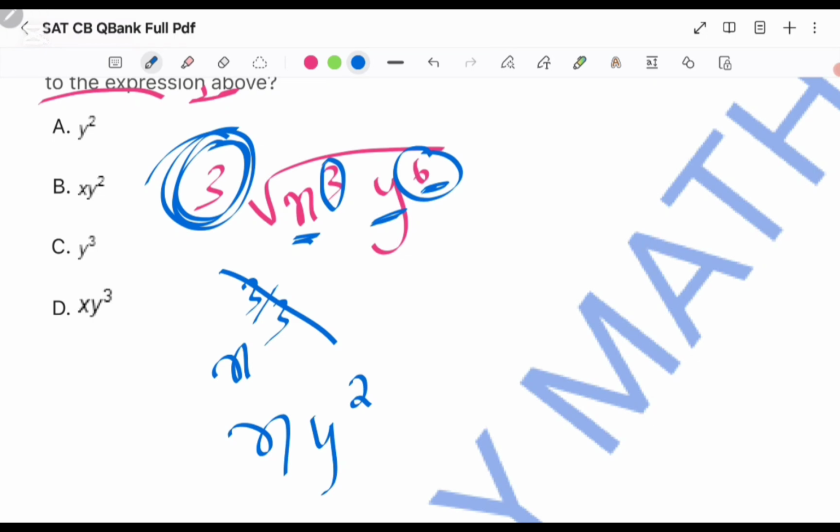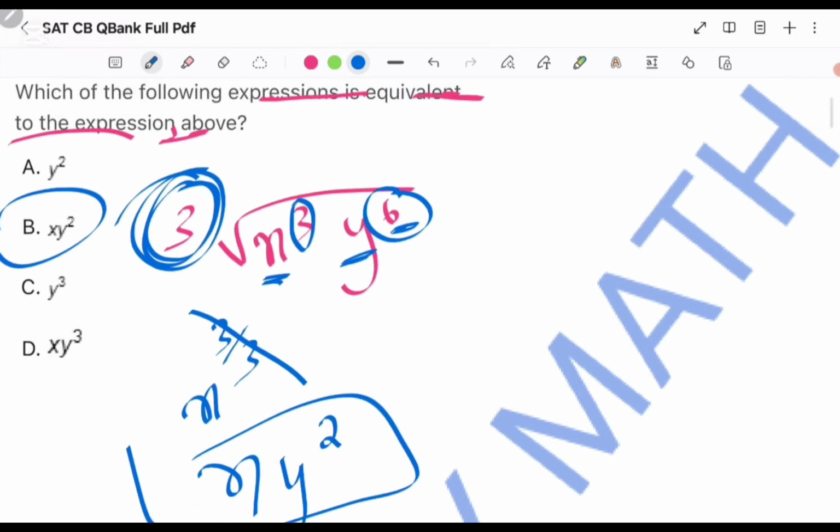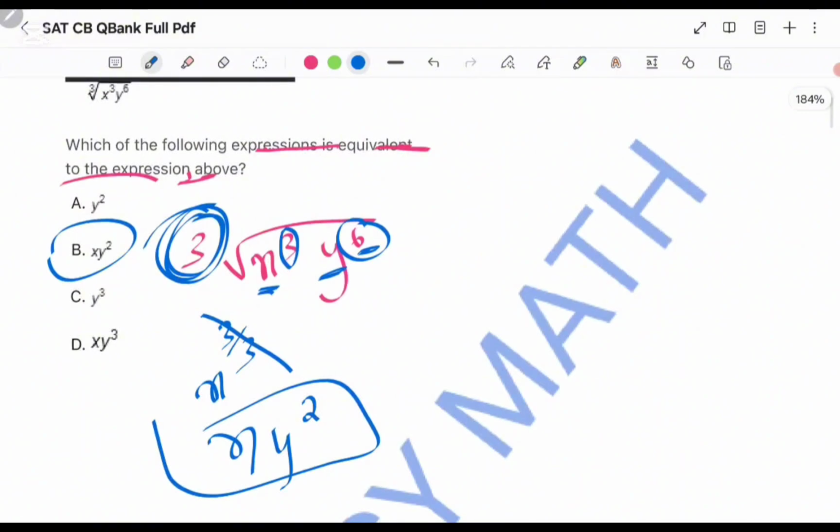This leaves us with answer choice B, and the ultimate rule that you can use here is you just take whatever the power inside over the power outside. So x power 3 over 3 is x power 1, which is really not mentioned anywhere. And then we have y power 6, which means y power 6 over 3. Just try to ignore this root. You can just take the power inside and divide it by the power outside, and you end up with this.